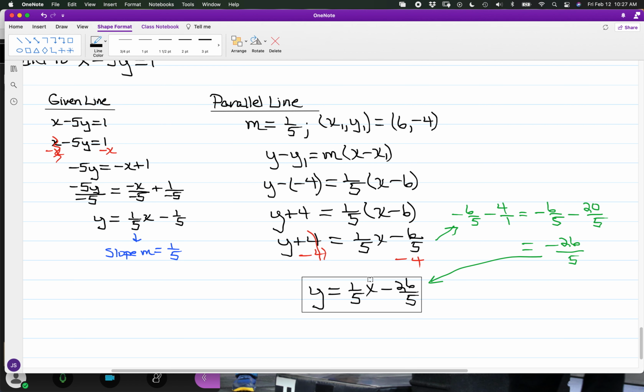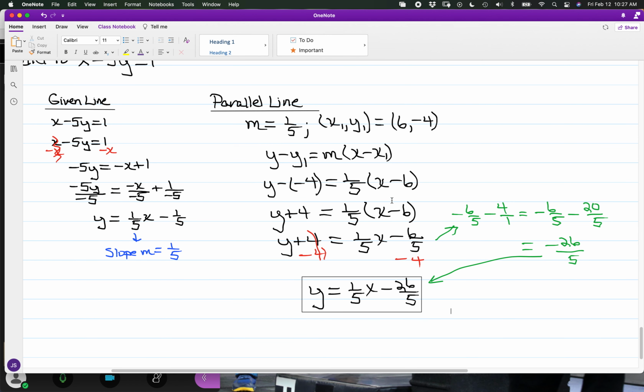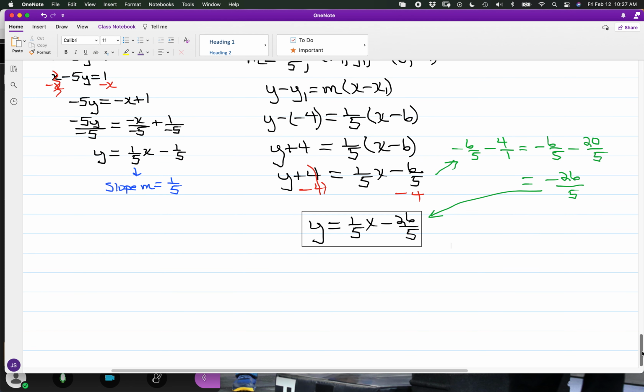Okay, so you have the slope at 1/5. And again, you can test out what we have here. So y again is at negative 4. And with x at 6, we have 1/5 of 6 is going to be 6/5. Take away 26/5, so you have negative 20/5, and negative 20 over 5 also reduces to minus 4. So this will be the equation of the parallel line in the slope-intercept form with the given information.